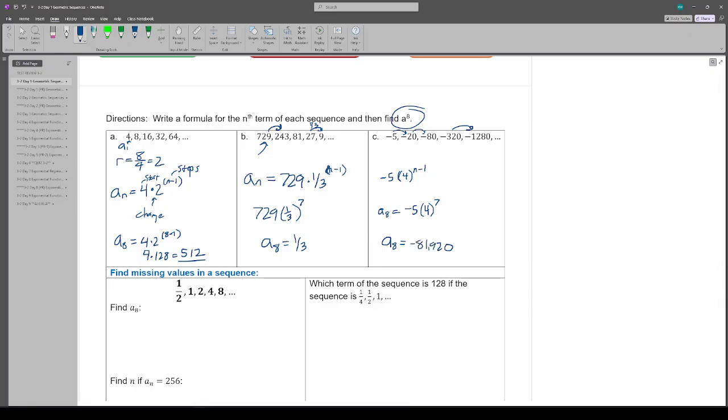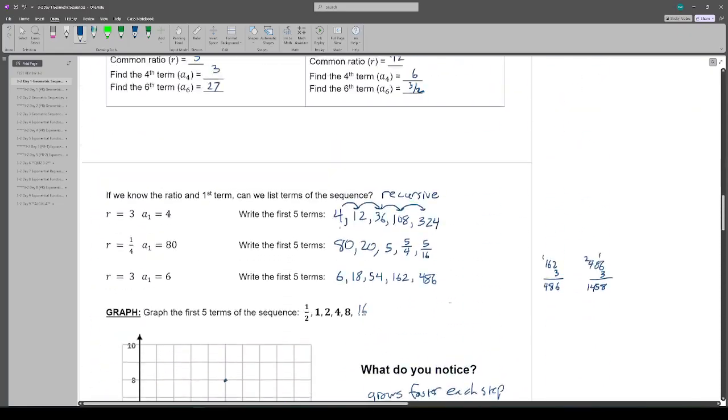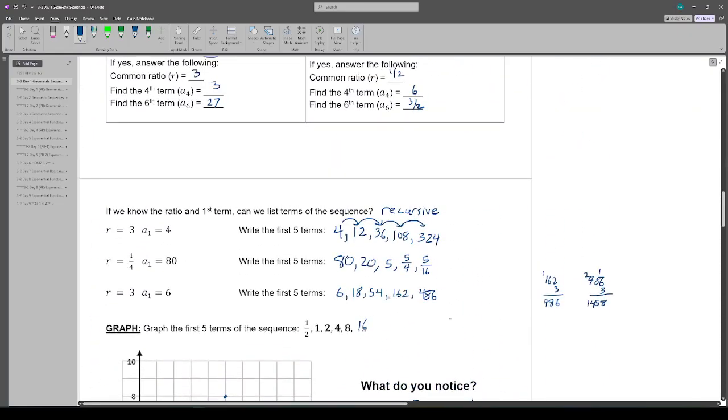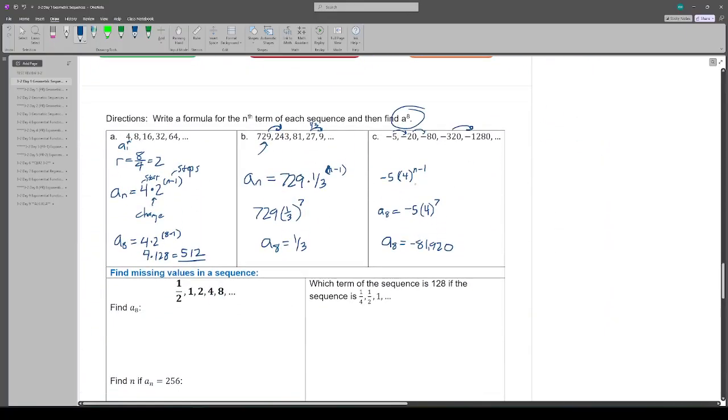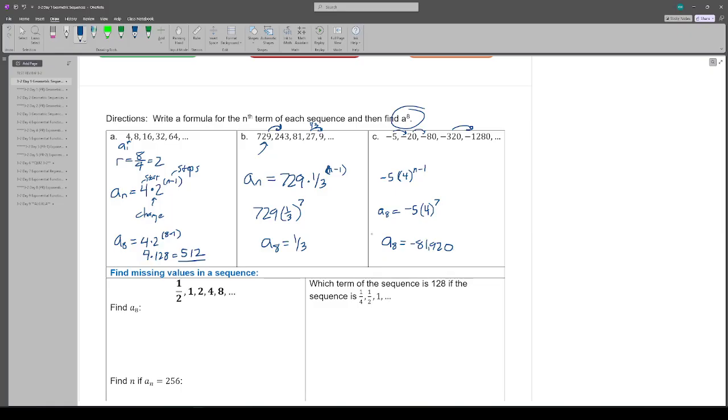-81,920. So if you need to find big numbers like these, you'll get a calculator. If you need to find small numbers like the ones that we did here, all of these we would expect you to be able to do without a calculator, just by hand, recursively like this. But if we want you to skip further ahead in the sequence using the explicit formula, finding giant numbers or small numbers, then you'll get a calculator for those.